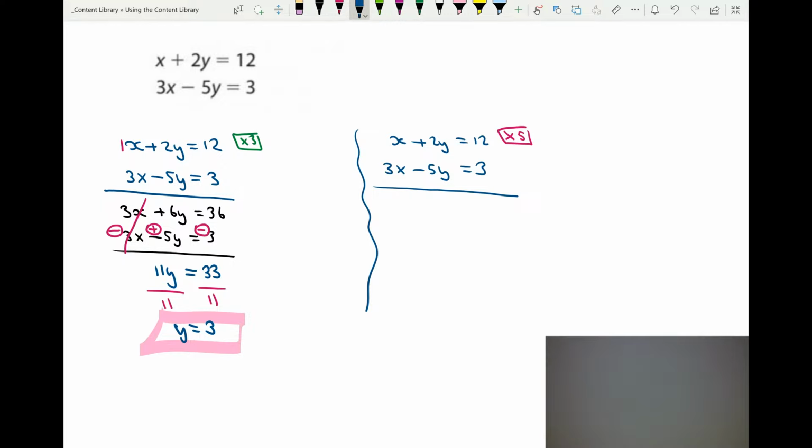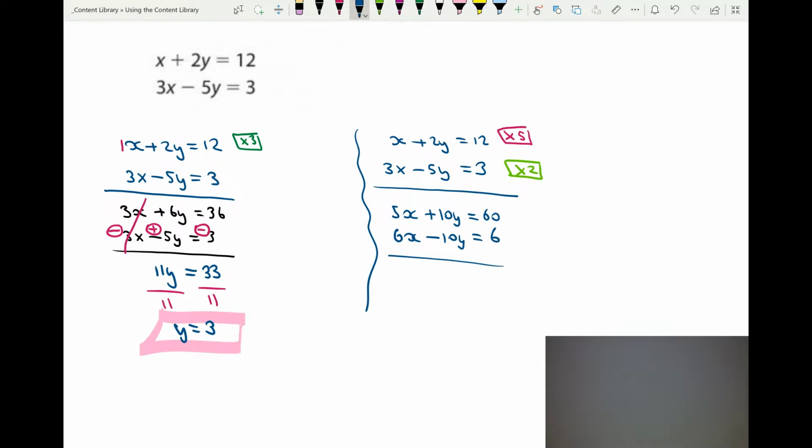So that'll give you 5 multiplied by x is 5x, 5 multiplied by 2y is 10y, and 5 multiplied by 12 is 60. On the bottom now, I need to make this minus 5y become a 10, so I need to multiply it by 2. So I'm multiplying the bottom line all by a 2. Make sure you multiply everything by the 2. So this becomes a 6x, this becomes a minus 10y, and then 3 by 2 is 6.